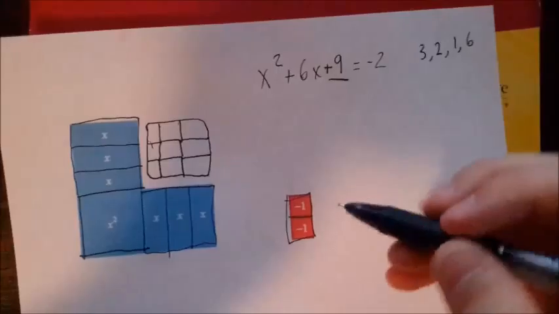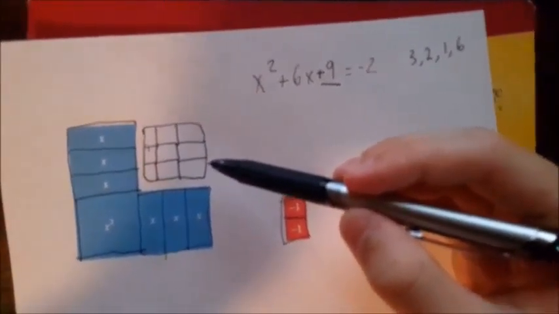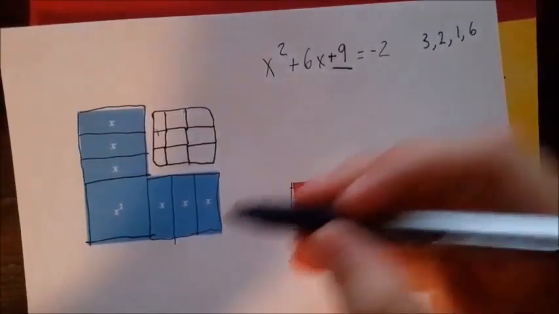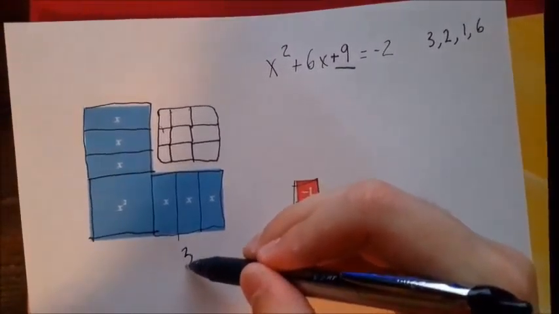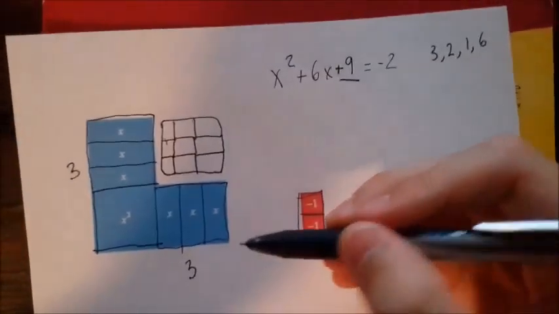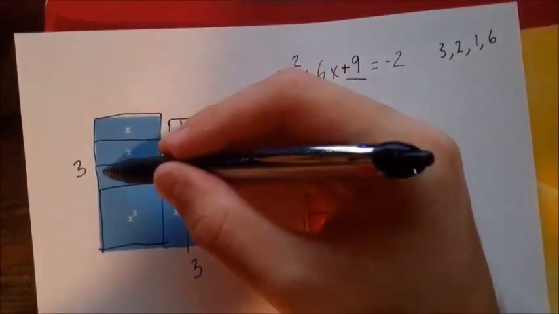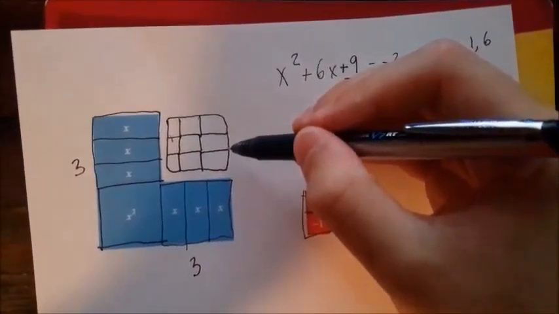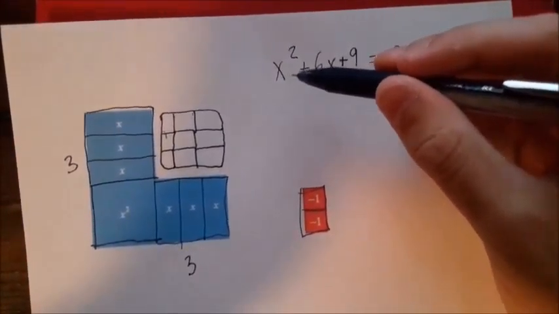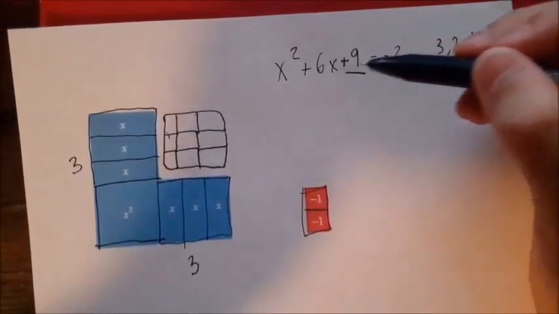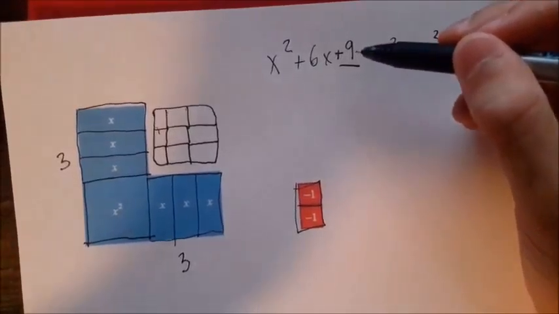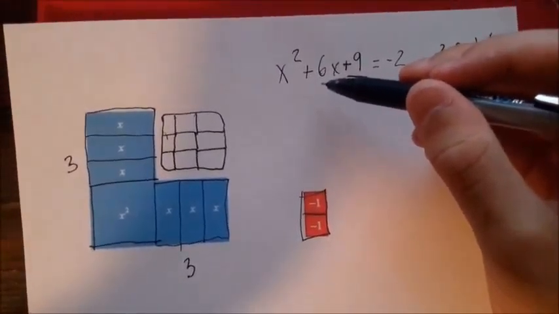Now you may be asking yourself, how can we figure out what this number is without having just to draw the picture and solve for it? Well, to do that, we know there are 3 x's here, there are 3 x's here, and 3 times 3 gives us 9. Now how can we do that using what we know? We know we have an x squared, we know we have a 6x, and we know we have a negative 2. So to get this number 9, we're going to use our 6.